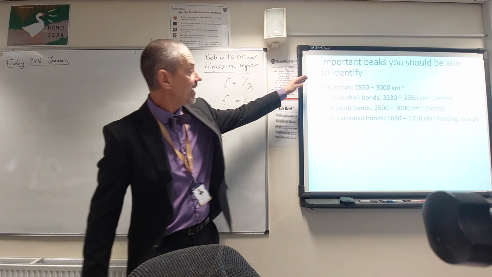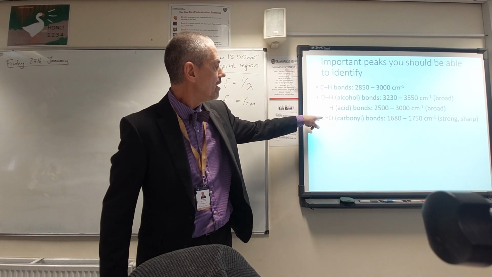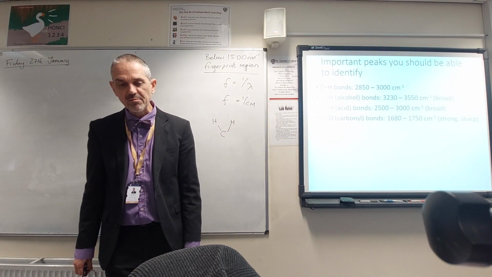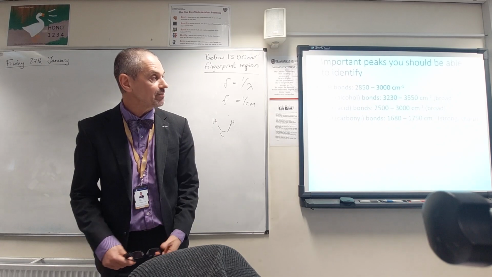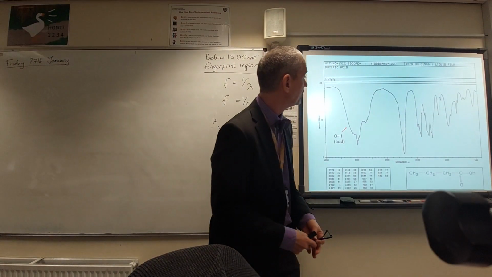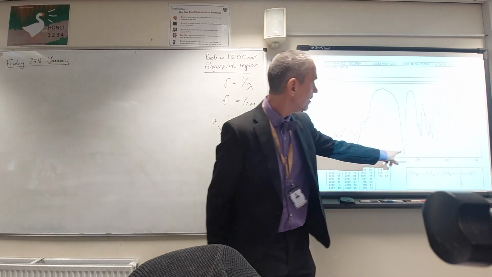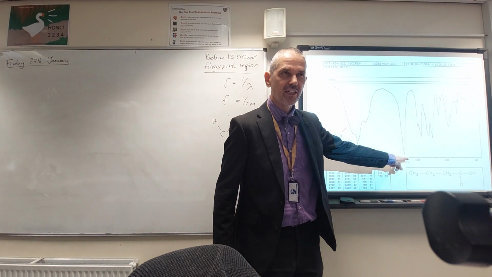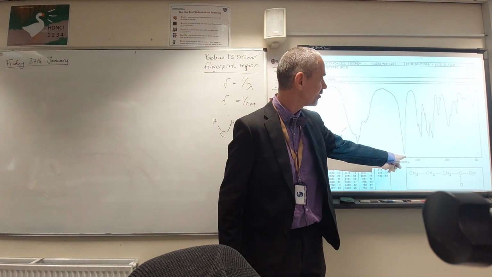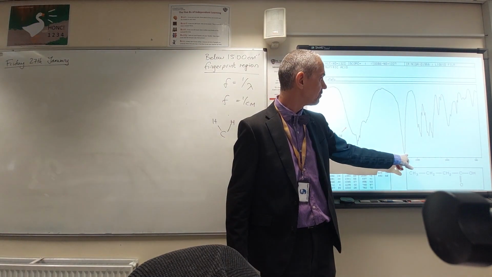So we've already covered CH. I'll come back to OH acid in a moment. The carbonyl peak is right in the middle of the spectrum, 1680 to 1750, and it's usually strong and sharp. There it is. It's again usually right in the centre of the spectrum, and it's usually pretty sharp, and it's usually very strong.